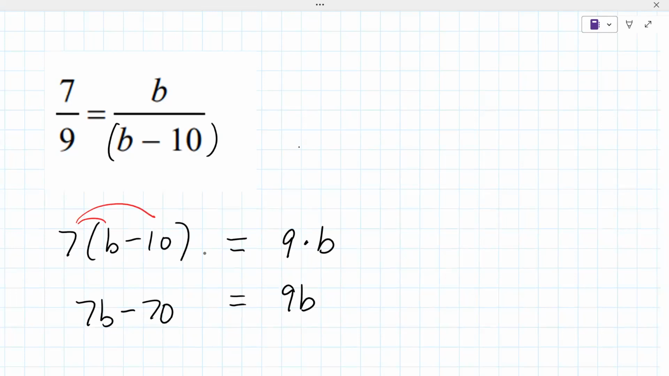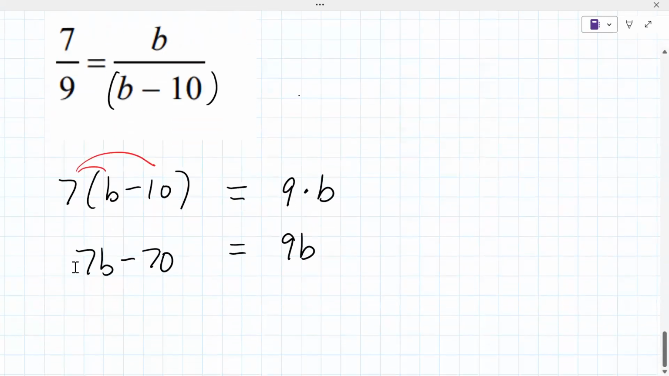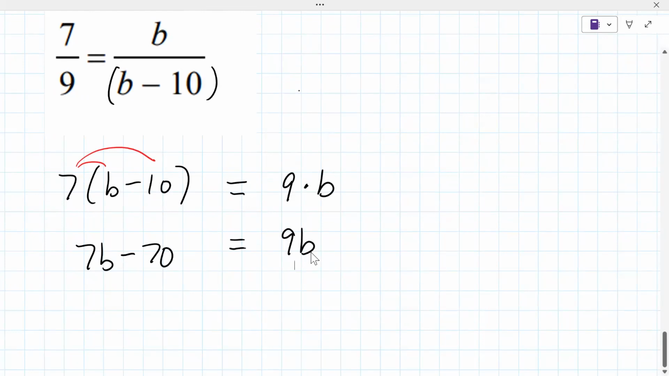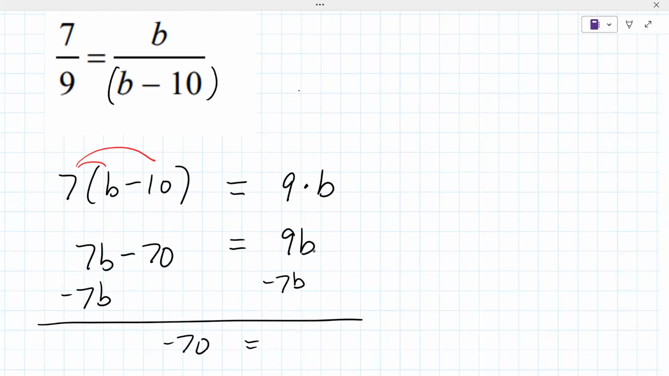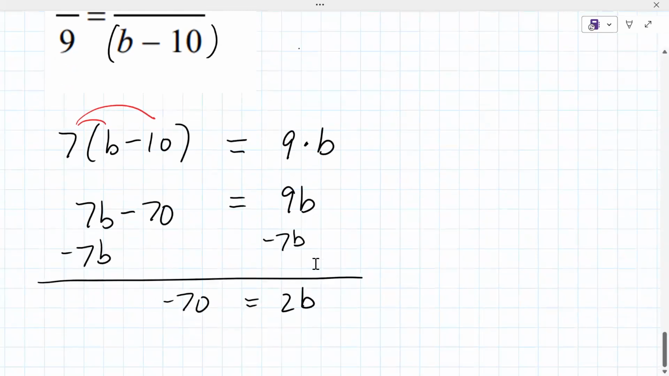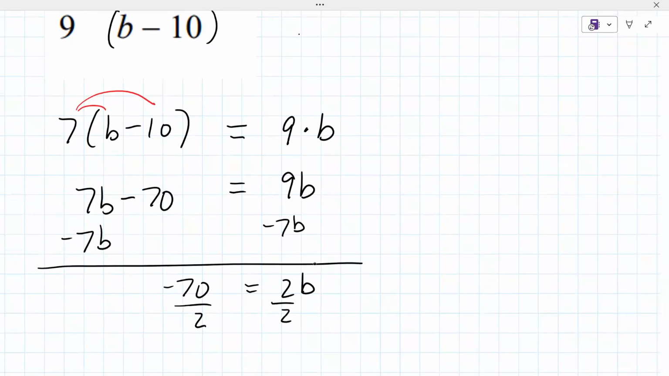Okay. Now this time you move the smaller to the larger. So that'd be what, 7? You're going to subtract 7b from both sides. So then you get -70 equals... sorry, on the right here, 9b minus 7b, oh, sorry, +2b. Okay. And then you divide both sides by 2. So b equals negative 35. Okay.